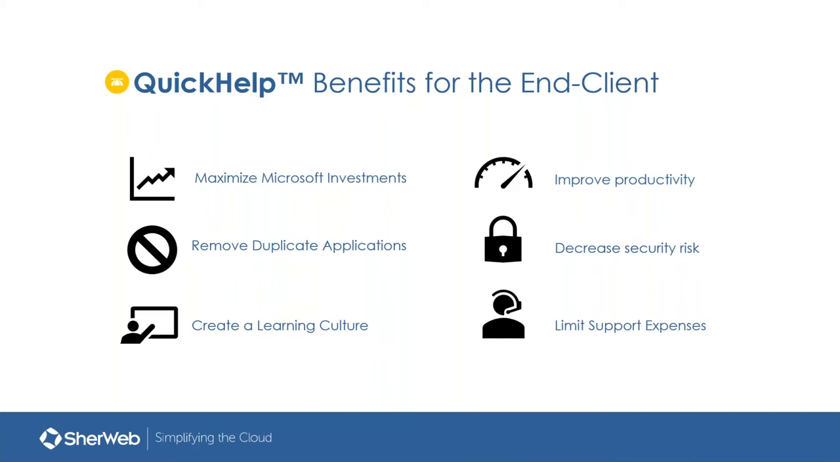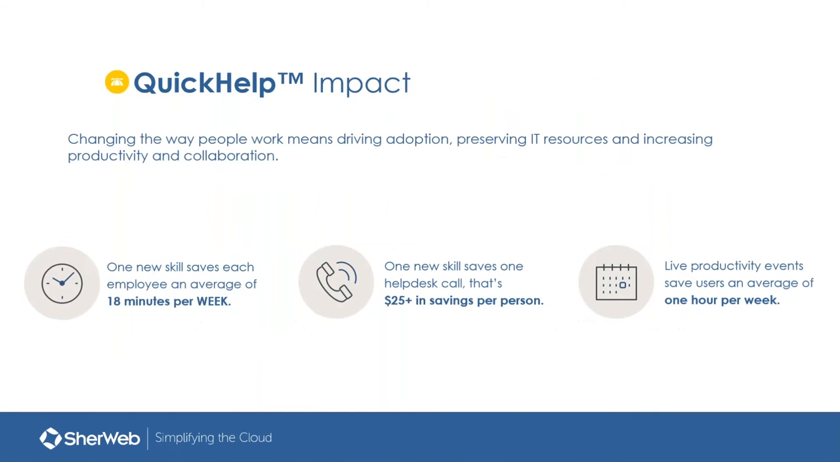Limiting support expenses. So obviously an educated user base requires less support. So certainly, discuss these benefits and what QuickHelp can bring. And just a few stats that show how learning just one skill can translate into real time and dollars saved. Obviously with several users in an organization and multiple skills learned, it can add up to a huge ROI for an organization.